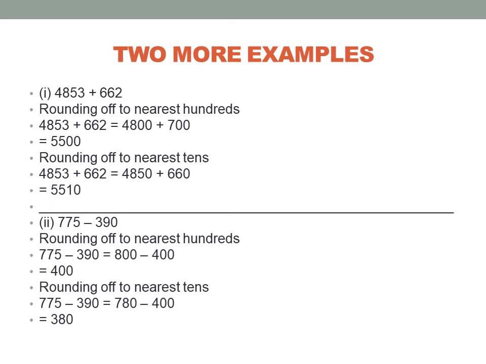Rounding off to the nearest tens. 775 minus 390. So 775 will be rounded off to 780. 390 stays 390. If you do the subtraction, you will get the answer as 380.